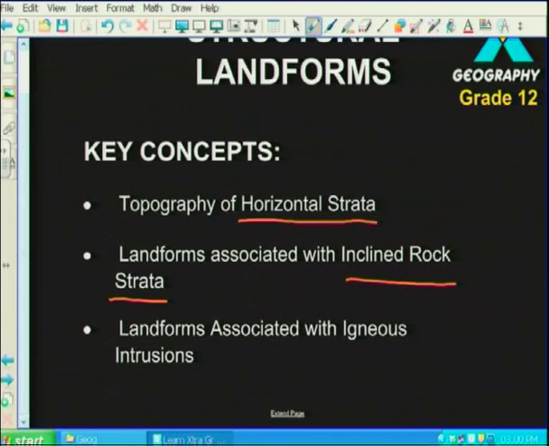And lastly, we will look at landforms that are associated with igneous intrusions. So those are the 3 main sections that we will now look at individually and understand what needs to be learned for those 3 separate concepts. Just a reminder, we're going to look at horizontal strata, inclined rock strata, and obviously igneous intrusions.